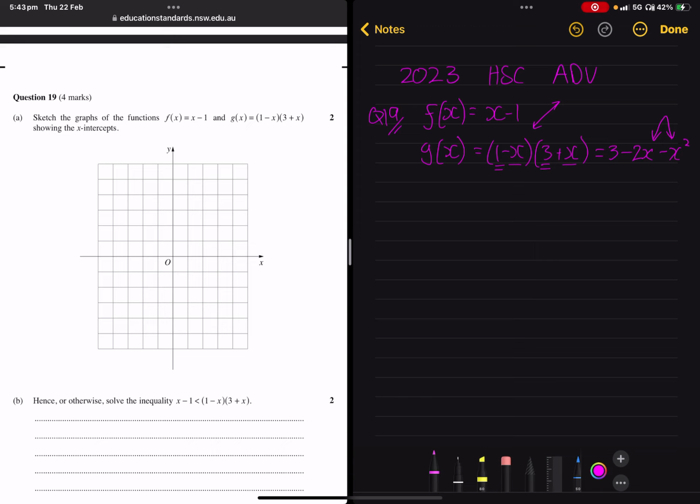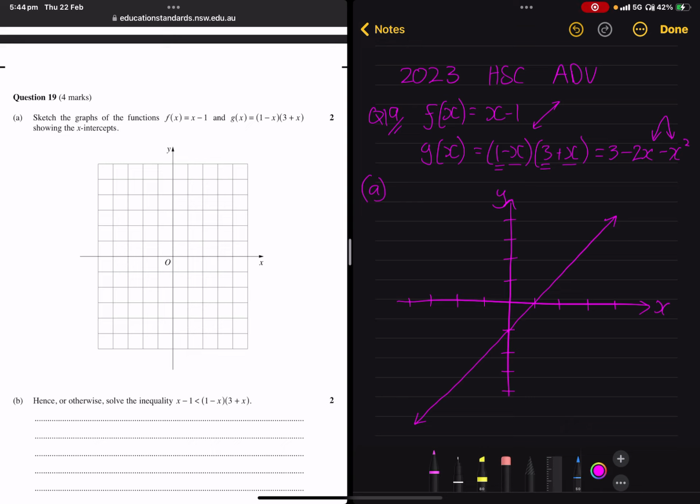So now we just need to graph these. Well, if we try and scale this, 1, 2, 3, 4, 1, 2, 3, 4, 1, 2, 3, 4, 1, 2, 3, 4. This is approximately scaled. This is x, this is y. The line x minus 1 is just the diagonal shifted down by 1, so it looks something like this.